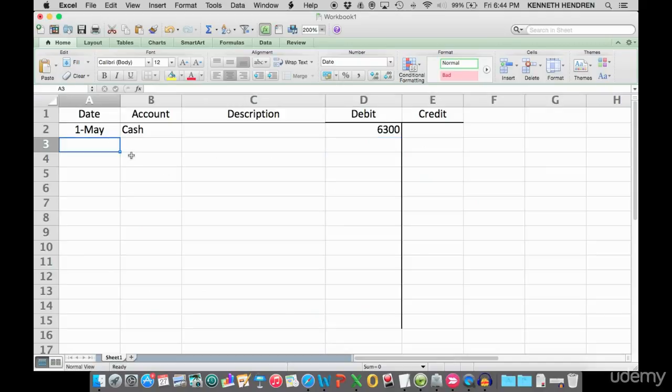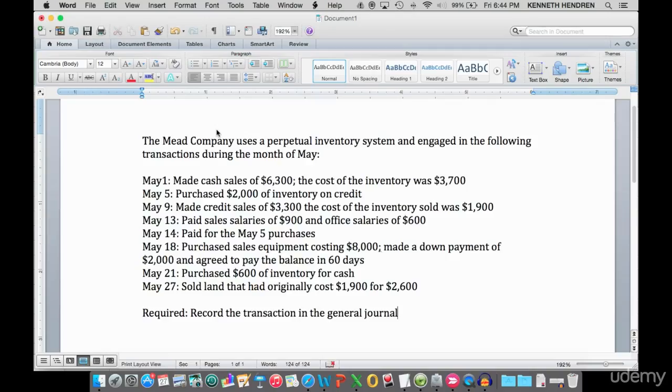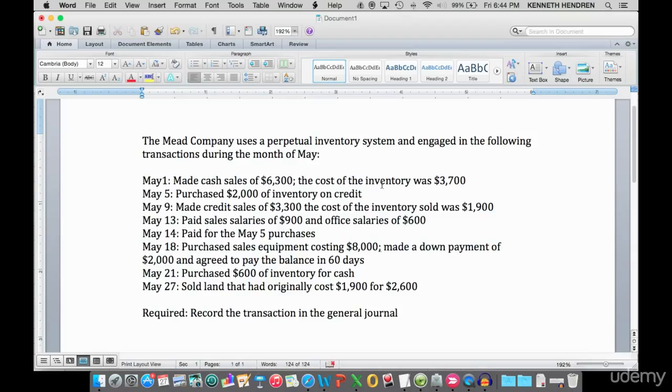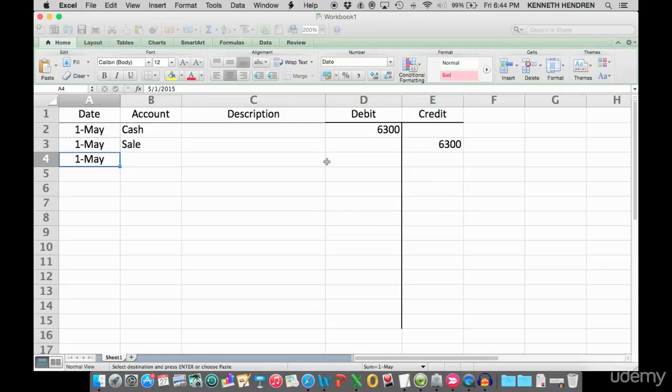Alright? And so then, on the same date, we have two parts to every transaction, right? So we have sales, because it was a sale, and sales are a credit for $6,300. All right, and then the problem says that the cost of the inventory was $3,700. And so, if we sold stuff, we don't have it anymore, right? So we have to get rid of it.